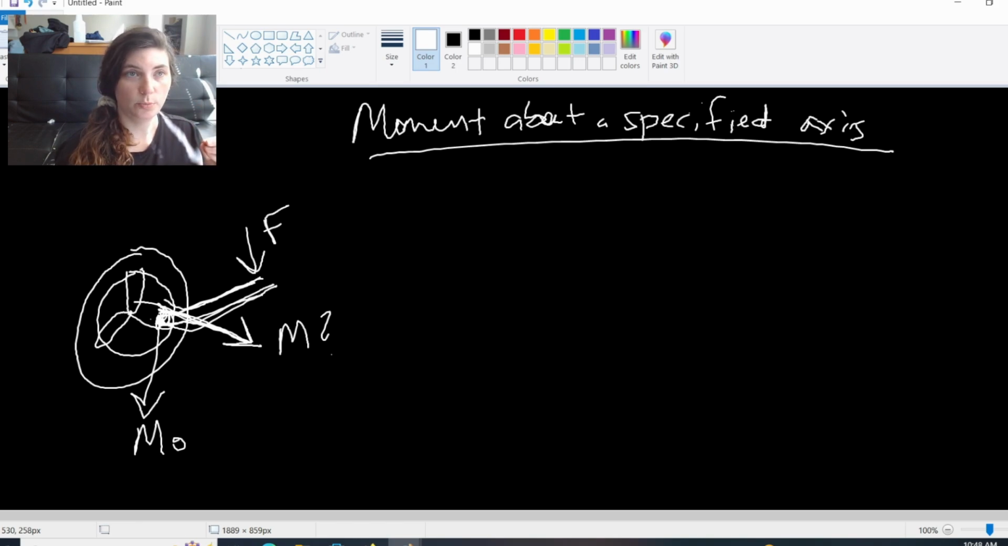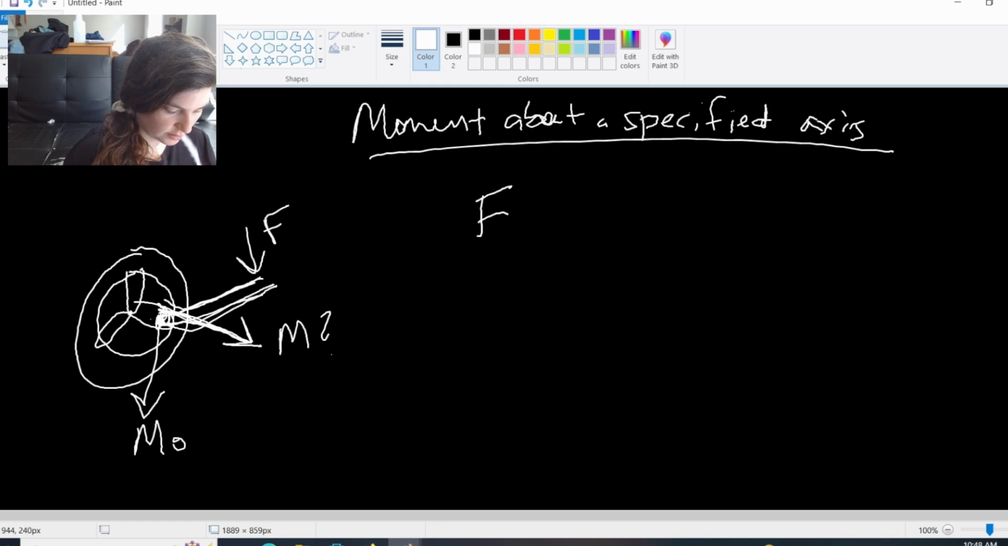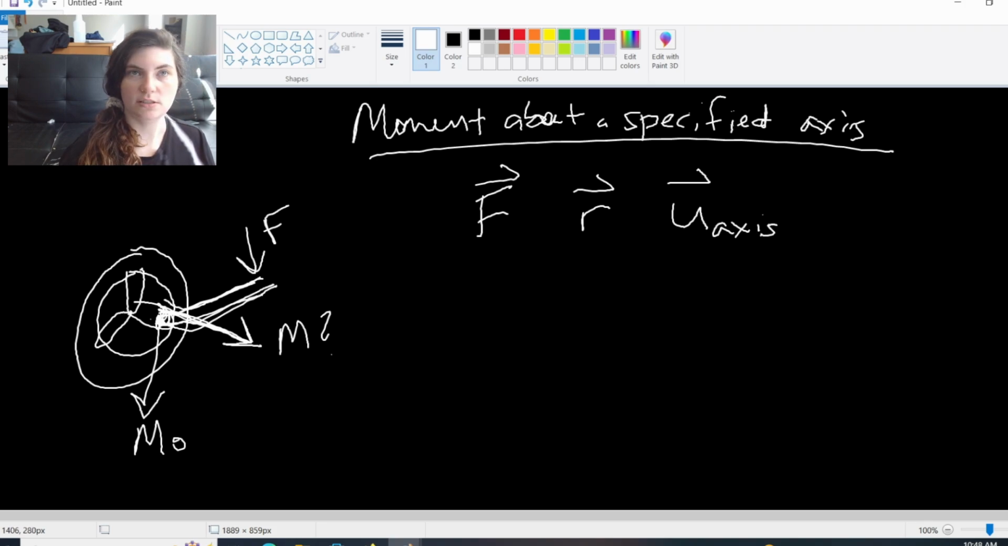So first, we're going to put every component into Cartesian form. We need to make sure that our force is in Cartesian form, our R, our position vector, is in Cartesian form, and then also a unit vector describing the axis. We need some way to describe the axis that we're interested in, so we find a unit vector describing that axis. So that's step 1, all of those in Cartesian form.